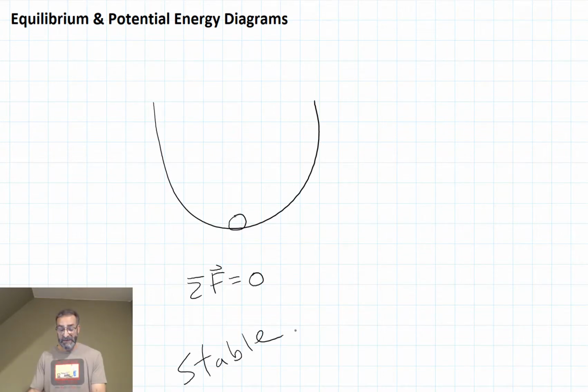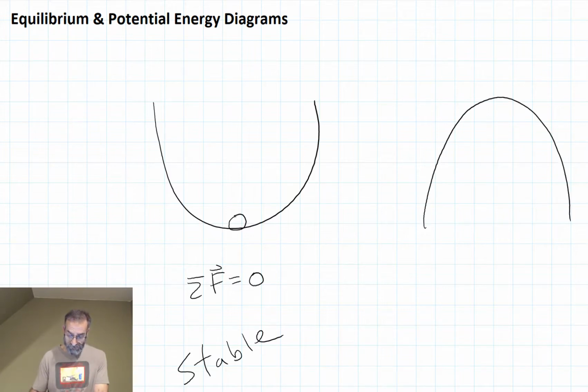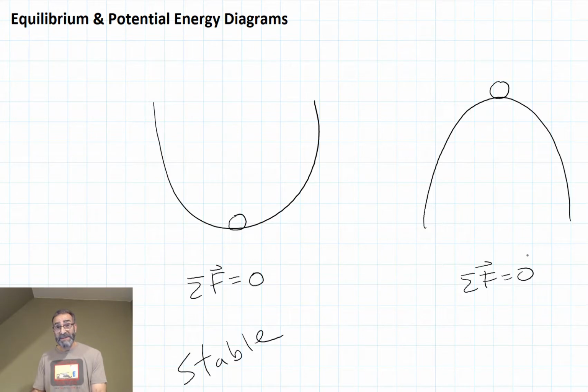But what happens if we take that bowl and we turn it upside down? And we take our ball and we very carefully balance it at the top of the bowl. Is it in equilibrium? Well, if we get it just right, there is a point there where the sum of the forces will equal 0. There is an equilibrium position there. But that's pretty tricky. Why is it tricky?